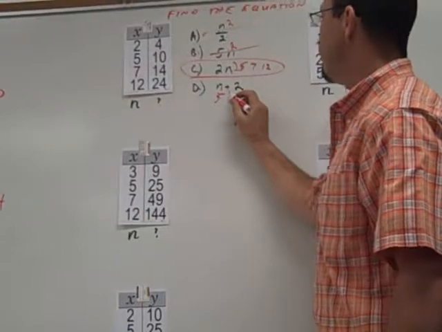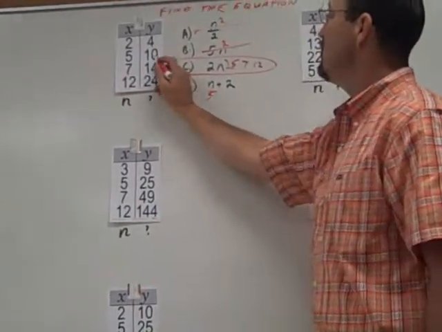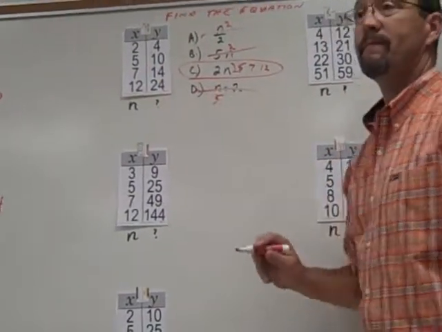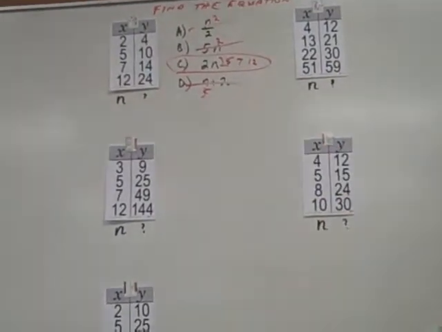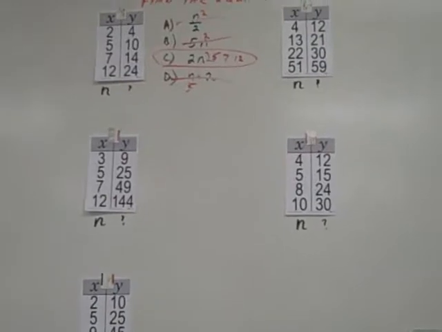Put the next number in there. 5. 5 plus 2. 6. Wait, no, 7. Oh, no. We're supposed to get 10. So we are correct, aren't we? It's the 2 in one, isn't it? That was like yesterday, wasn't it? All right.